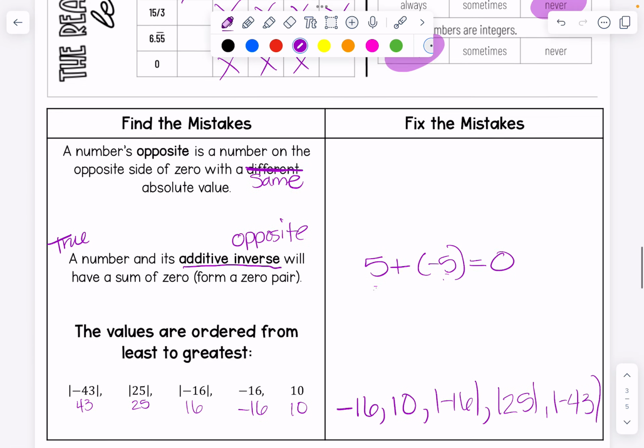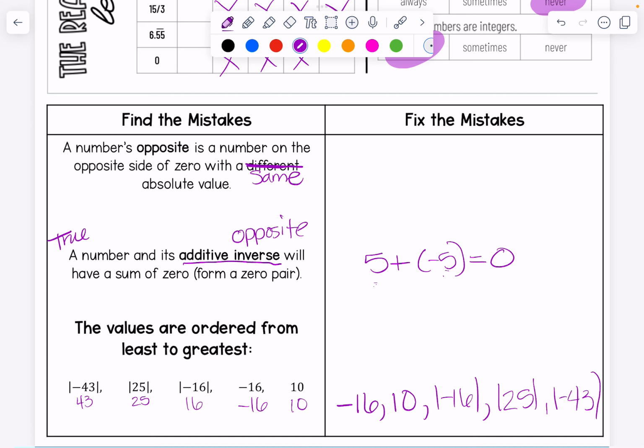All right. So that kind of concludes some of our information about the real number system and those integers, opposites, and absolute value.